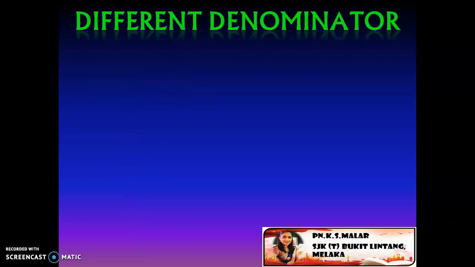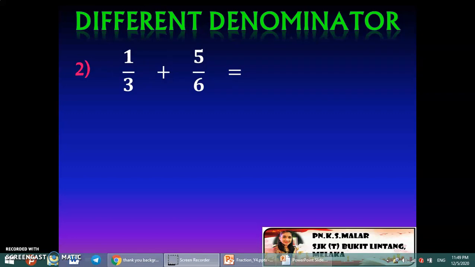Now, let us go and see the addition of fractions with different denominators. 1 over 3 plus 5 over 6. Students, the first thing that we must see is that both denominators must be the same. In this question, they are not the same. So, we must always change the smaller number to the greater number.